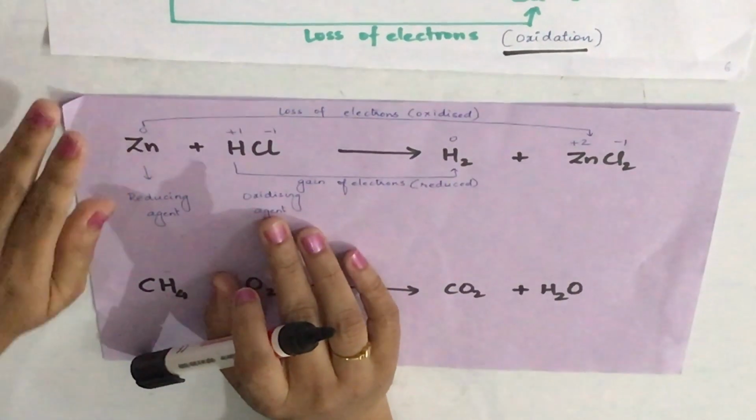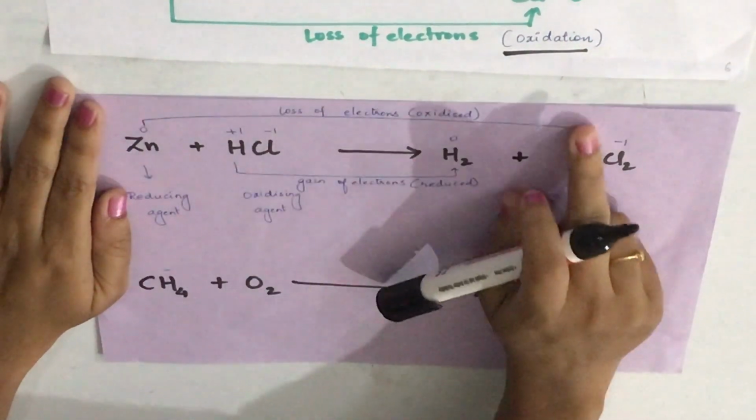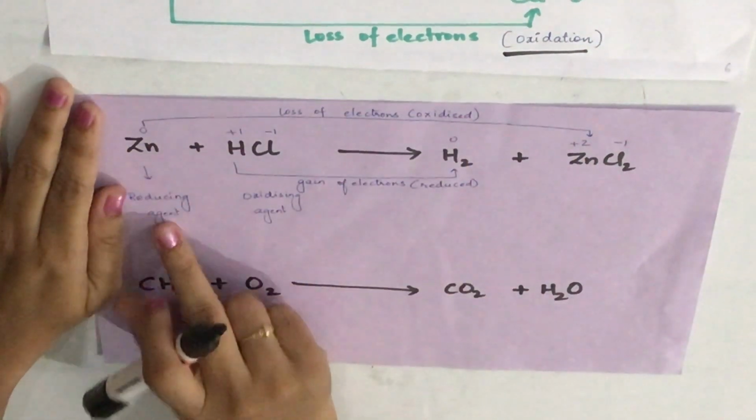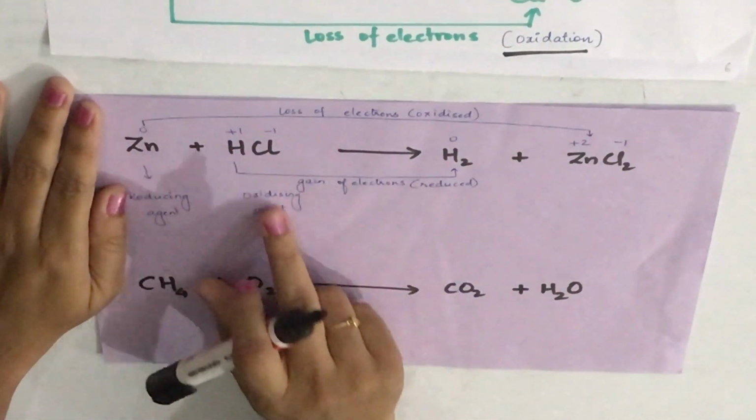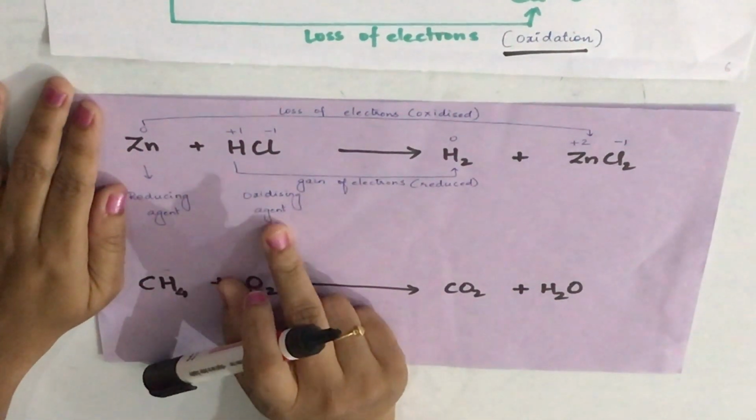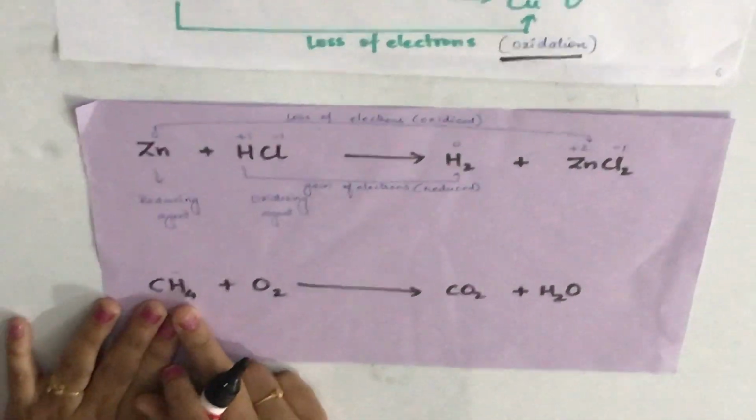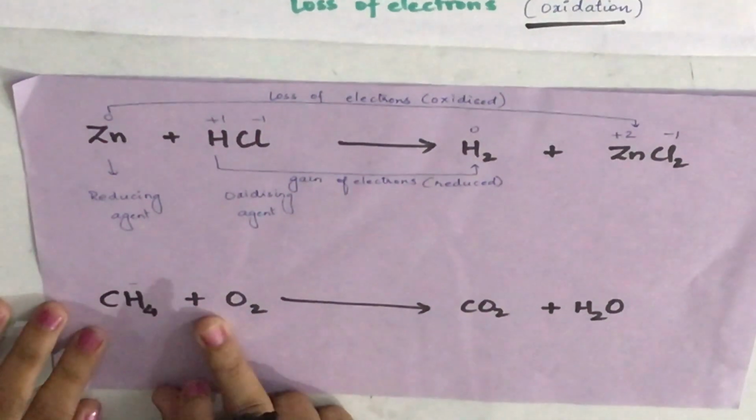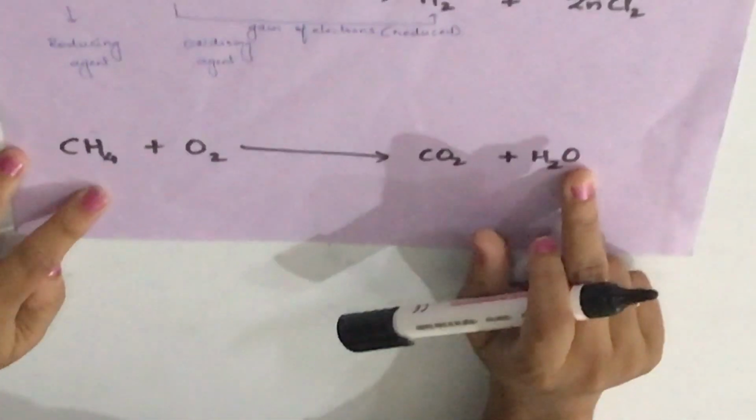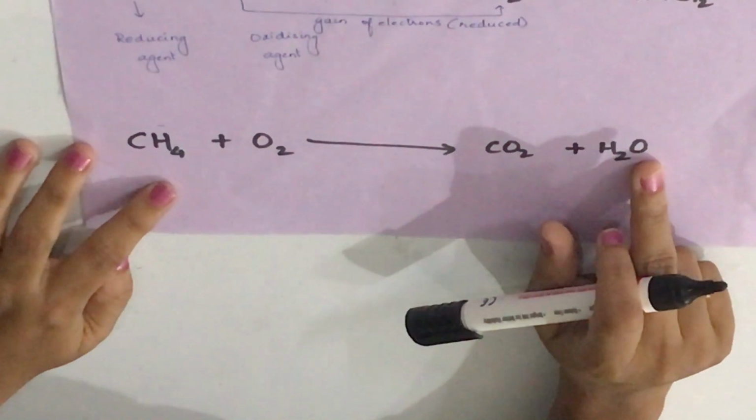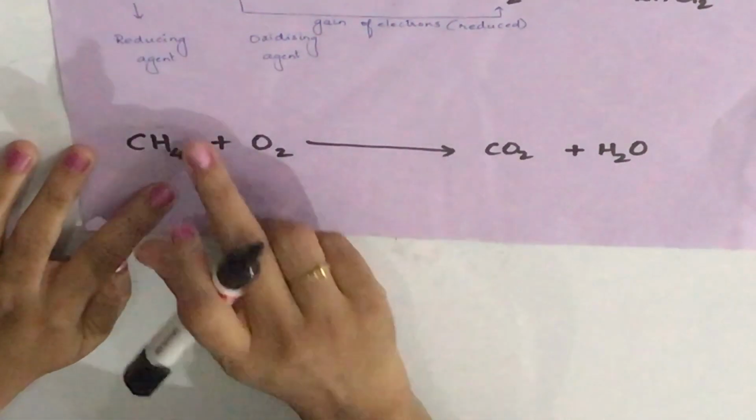Now which one is the oxidizing agent, which one is the reducing agent? The one which is getting oxidized is called the reducing agent. The one which is getting reduced is called the oxidizing agent. Now one more for you. CH4, that is methane, plus oxygen gives CO2 plus H2O. Pause the video and find out what is the oxidation number change.